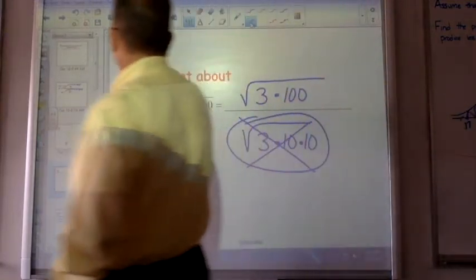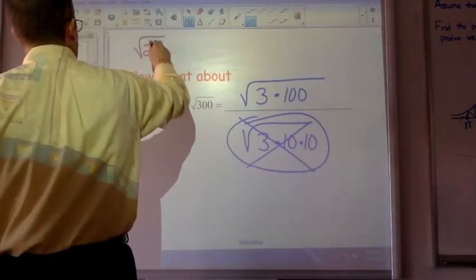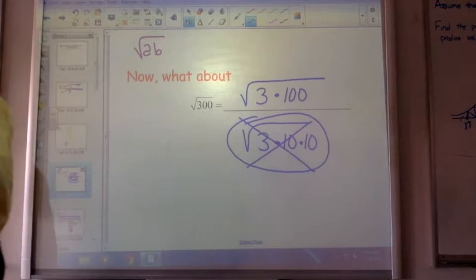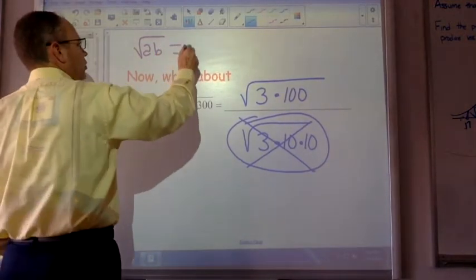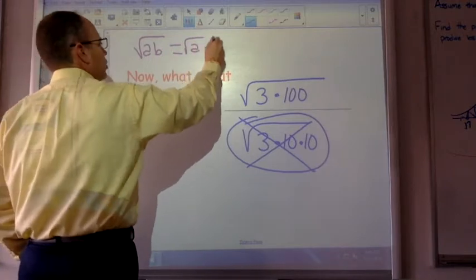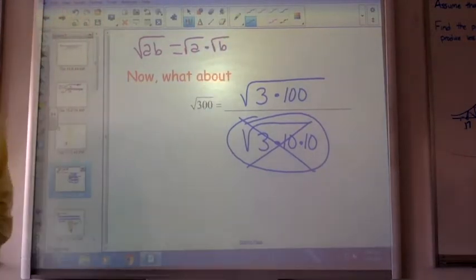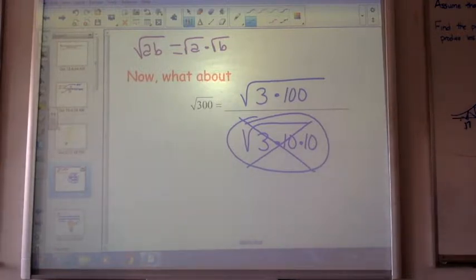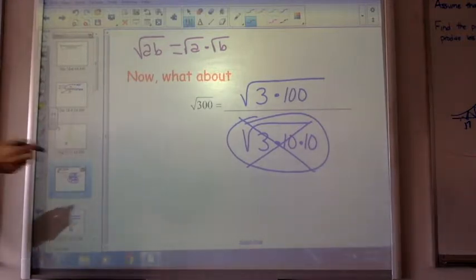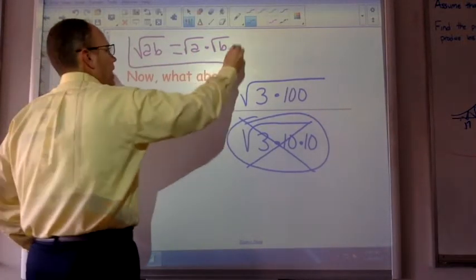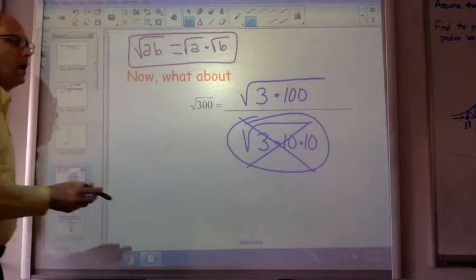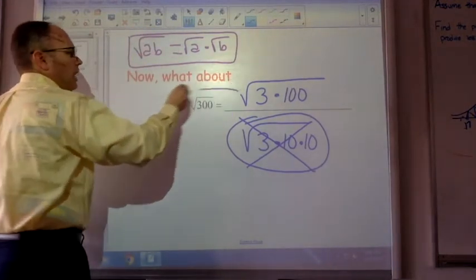So I'm going to show you this little property that looks like this. If I have A times B, where A and B represent 2 numbers, I can break that up into square root of A times square root of B. Is that okay? So if I have A times B, which A and B represent any numbers I want, I can break those apart. So with this knowledge right here, how would that apply to this?